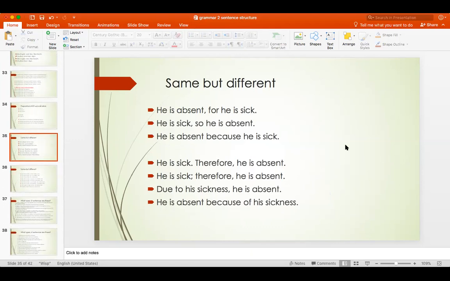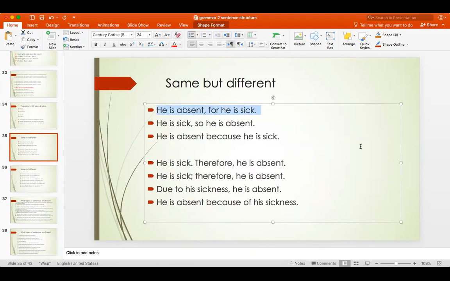He is absent, for he is sick. Compound sentence. He is sick, so he's absent. Compound sentence. He is absent because he is sick: basically the same meaning, but it's complex because we use "because." Notice there's an optional comma before the FANBOYS, but there's no optional comma before "because." But if you use it, it's not a big deal. He is sick. Therefore, he is absent. Simple, simple. He is sick, semicolon, therefore he is absent, is compound.